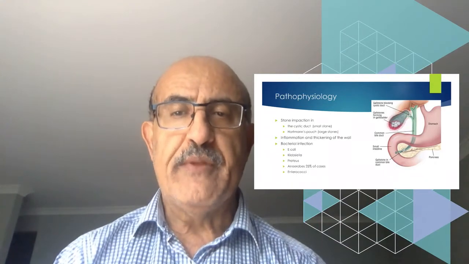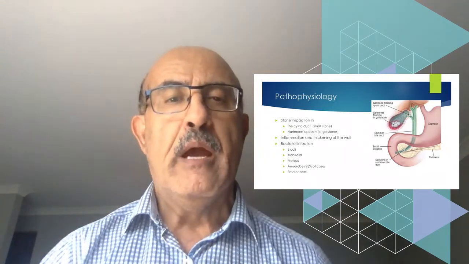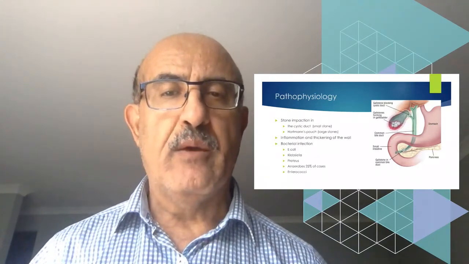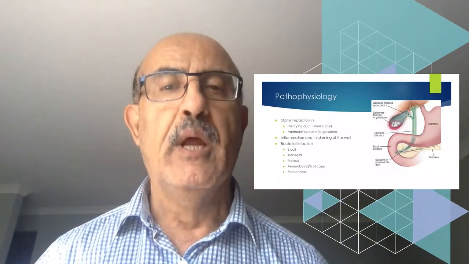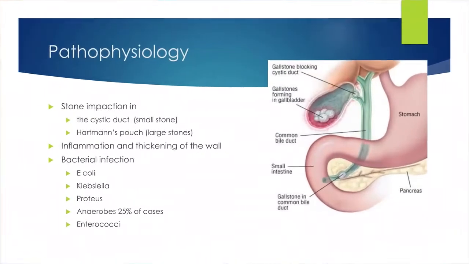We need to understand the pathophysiology of acute cholecystitis. How does it actually happen? People who've got stones in the gallbladder, when the smooth muscles of the gallbladder contract after a meal to empty its contents, then a stone will get impacted in the cystic duct. These stones are usually small, but larger stones could get impacted in this part of the gallbladder, which is also called the Hartmann pouch.